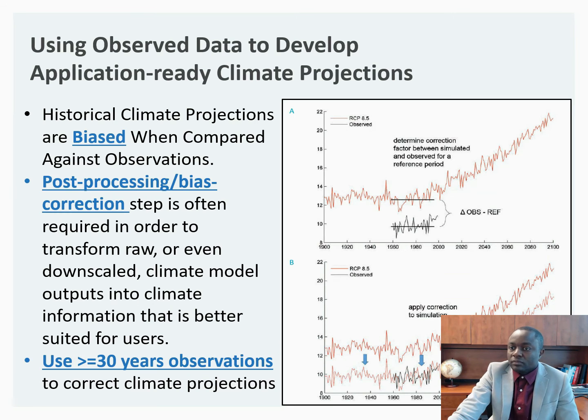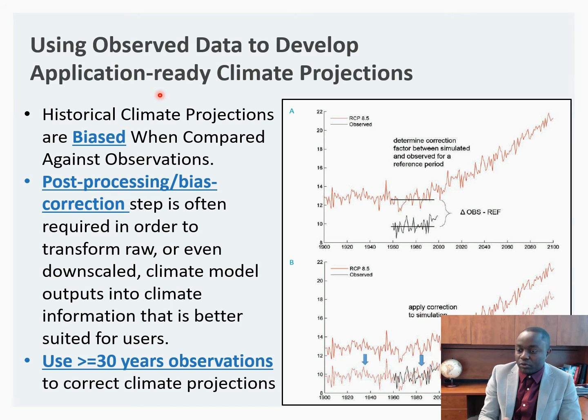We also use observed historical data to develop application-ready climate projections. Historical climate projections are biased when compared against observations, and we typically apply a post-processing step known as bias correction to produce application-ready data.